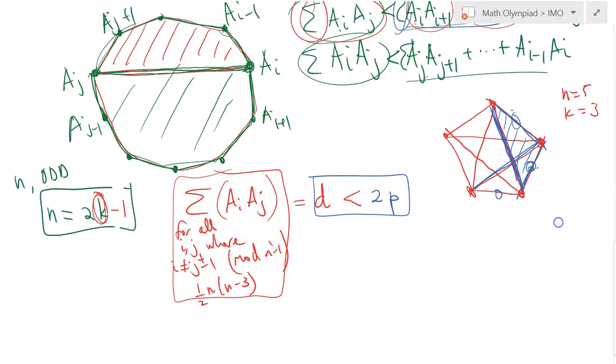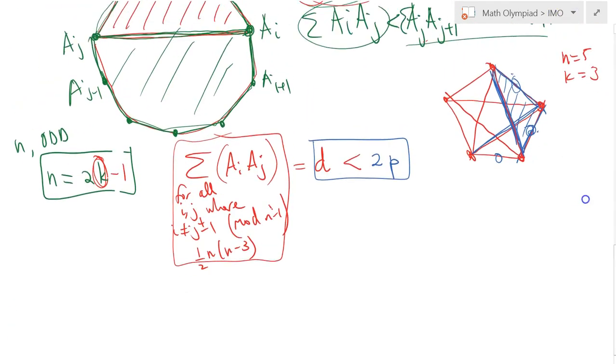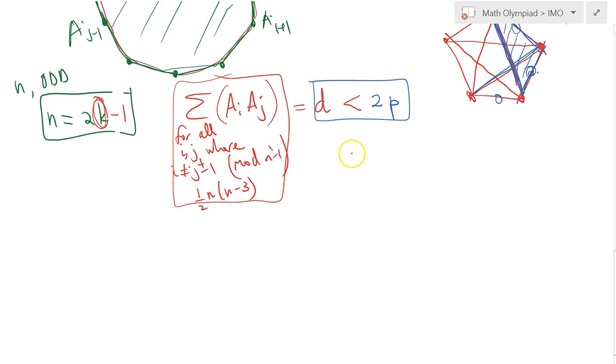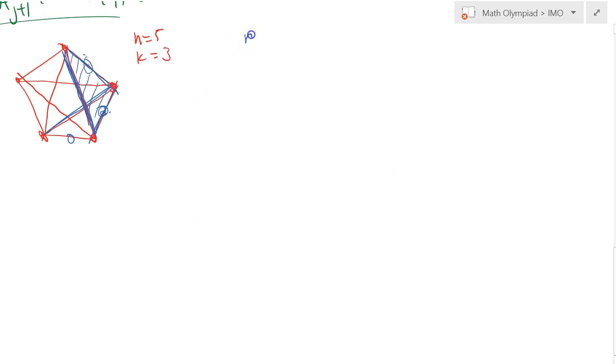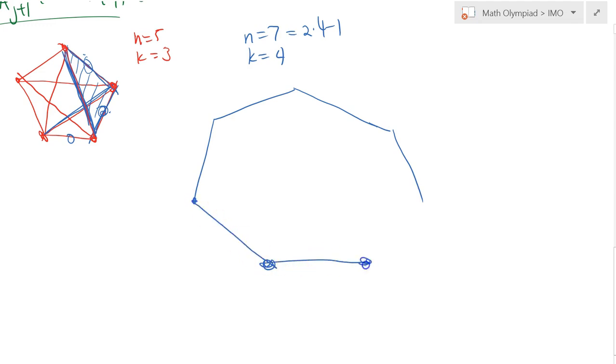Let's try one more time, because this shape was too symmetric. How about n is equal to 7? Maybe I can do it over here and everybody would be convinced. n is equal to 7. k in that case would be, because it's 2 times 4 minus 1, so k is equal to 4. Let me roughly draw it. A 7-gon, right?